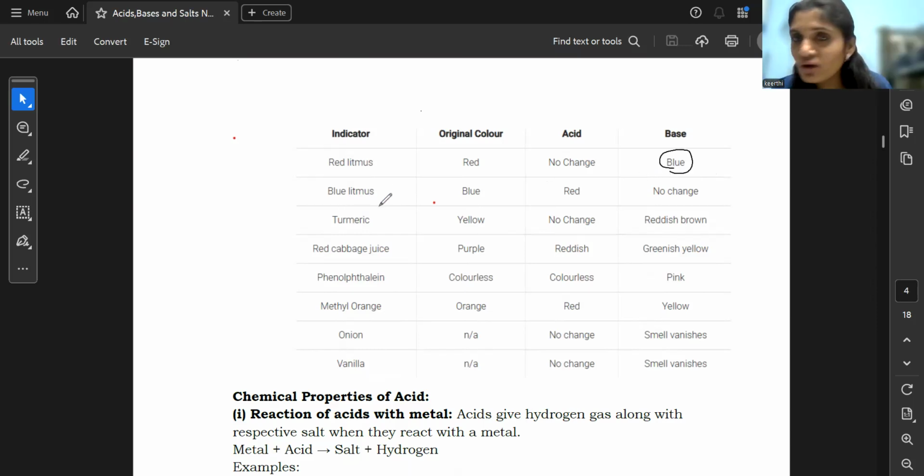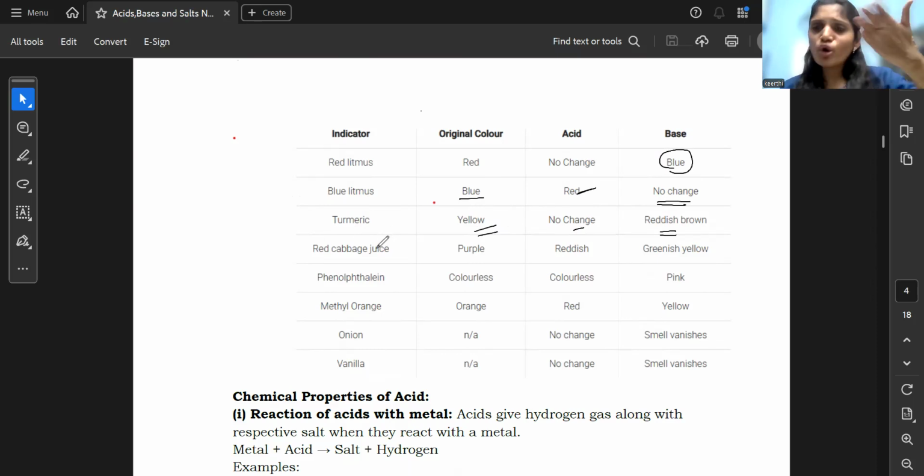Then if you have a blue litmus paper with you, original color is blue. In acid, the blue litmus paper will change into red, and in base, blue litmus paper will not show any change. Clear? So red litmus paper will turn into blue if it is a base. Blue litmus paper will turn into red if it is an acid. Clear? Now turmeric, originally the turmeric color is yellow. In acid, it will remain yellow. There is no change in color. If it is a base, it will change into reddish brown.